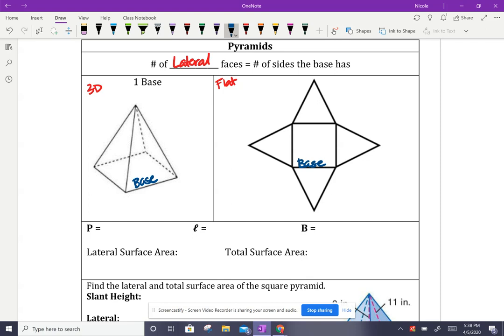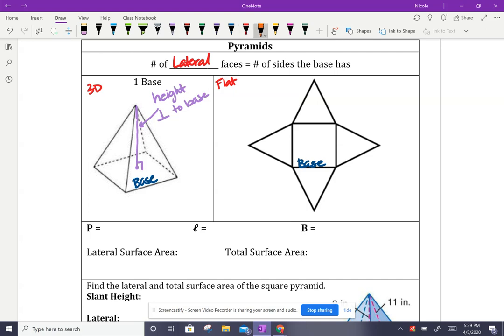Then we have our height. Remember, the height of all of our shapes that we're talking about has to be perpendicular. And the height for a pyramid comes from the tip top where they meet at the point and hits at the center at a right angle to the base. It's perpendicular to the base. So this is the height, and it's perpendicular to the base.